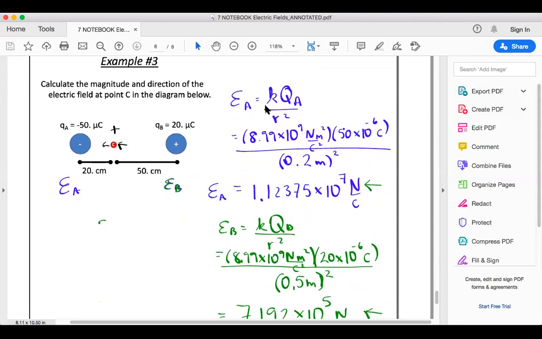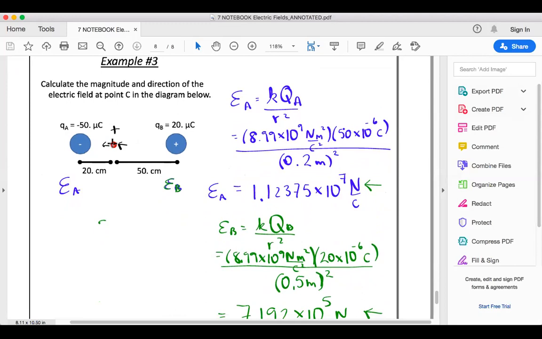Okay, so we've got kQA over r squared. It's really useful to use the subscript. So epsilon A, that would be the electric field strength because of being close to this negative. And we get that value in newtons per coulomb to the left. We use our diagram and law of electric charges in order to find that sign. It's not because it ended up being positive, because we always use the magnitude of Q.